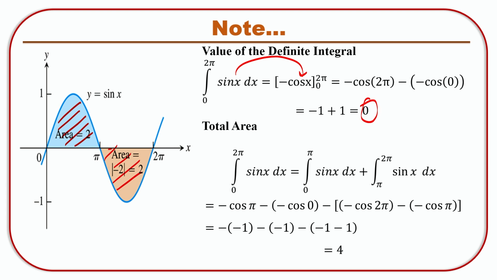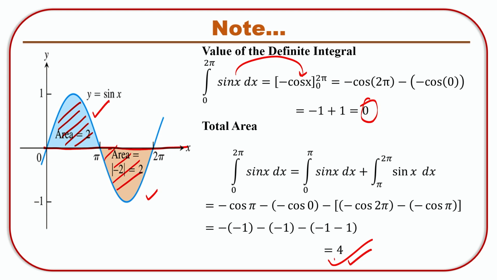So 2 plus 2 equal to 4. Even though you found the definite integral to be 0, because of the sign of the function relative to the axis, one part is positive and the other is negative, and both cancel to make 0. But the total area between the function and the axis is going to be 4.